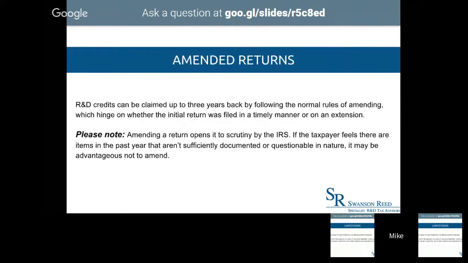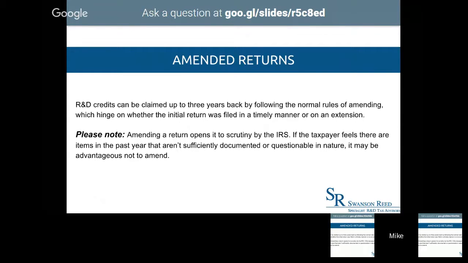Okay, amended returns. You can claim R&D credits through the amendment process. And for the amendment process, the normal standard rules for amending returns apply. Generally speaking, you can amend a return up to 3 years back. Now, you get into some of the finer details of it.